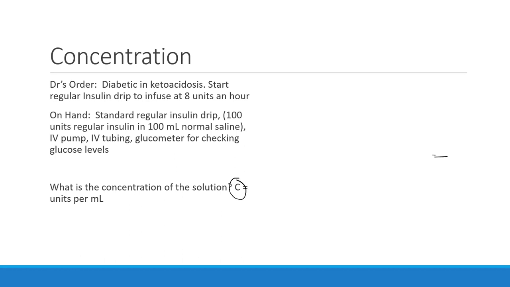So that is my units over mLs. So at this point, do I really need my doctor's order? No, because right now, what I'm looking for is my concentration of the solution. So I'm looking for what the actual box says in the med room. So going here, we've got 100 units in 100 mLs. So I'm going to put 100 units all over 100 mLs.